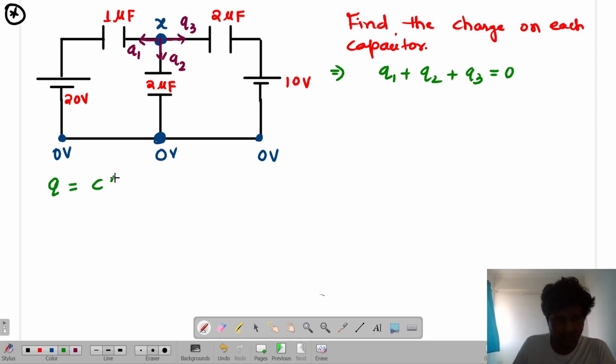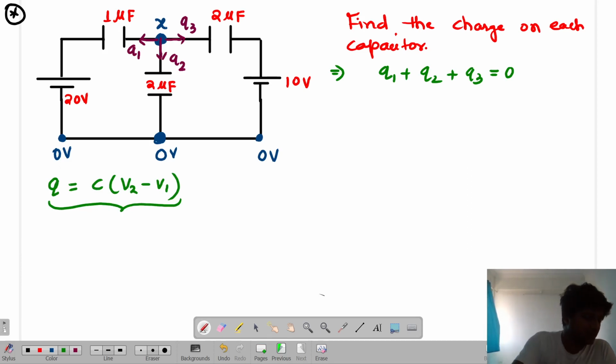Q is equal to C times (V2 minus V1), isn't it? Yes, this will be it, right? So look over here. Let's suppose this is X. When I am writing for this Q1, what will that be? Simple. What will I write? C is how much? 1 microfarad. In this circuit, how many capacitors are there?